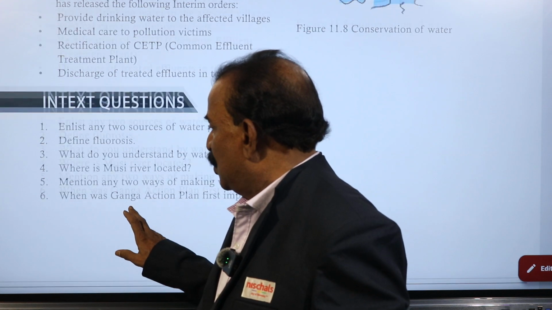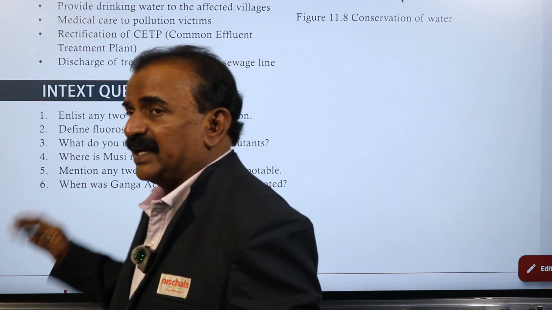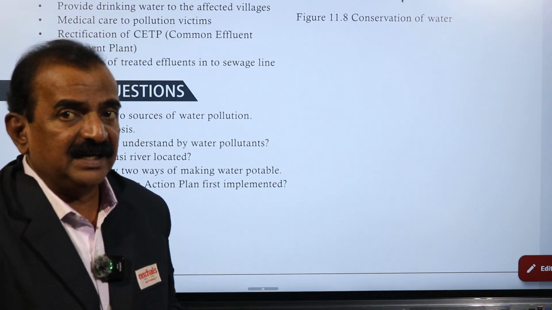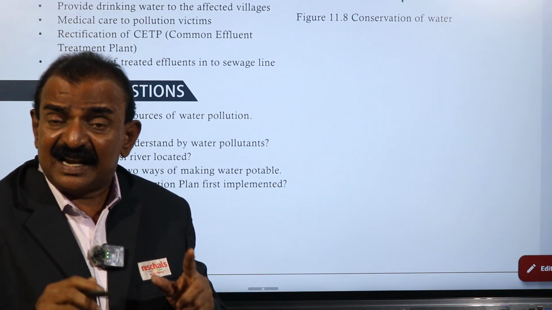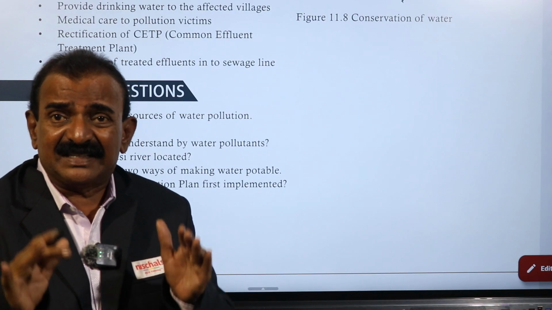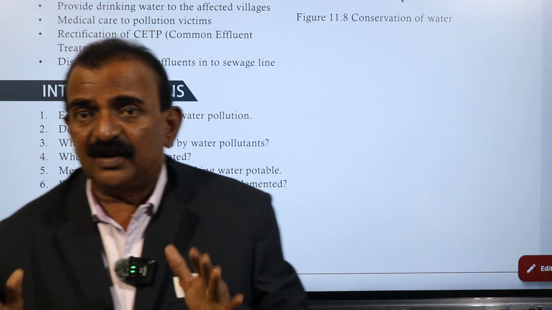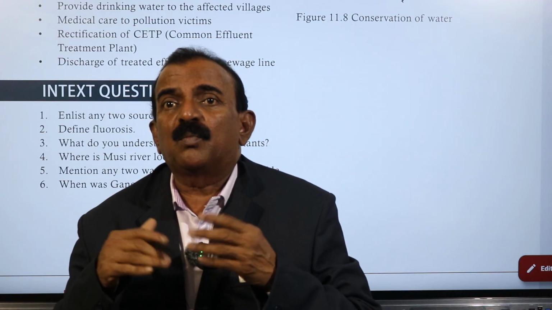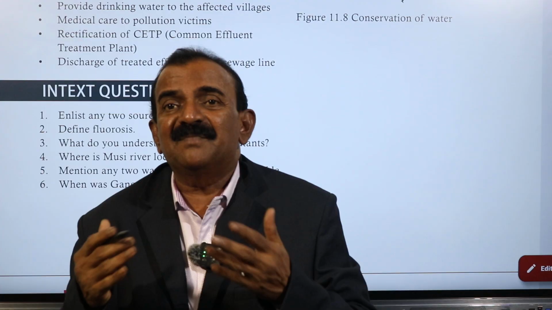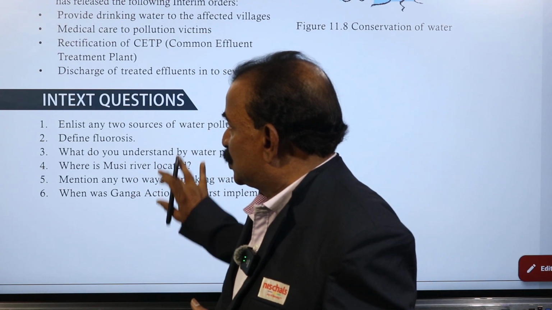Now the last question: when was the Ganga Action Plan first implemented? This Ganga Action Plan was first implemented in the year 1985. The first action plan was introduced so that the polluted water of the Ganges river should be properly cleaned. That is the main purpose of the project. So we discussed 6 questions.